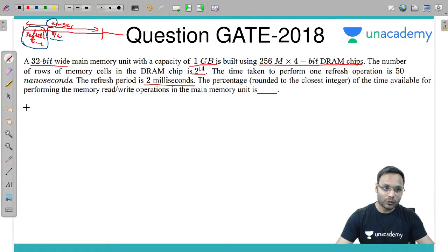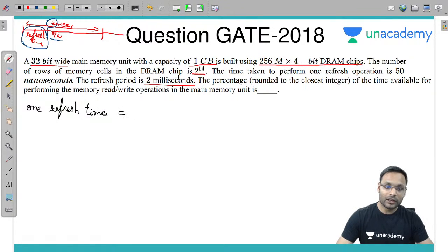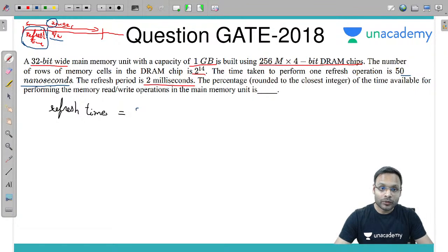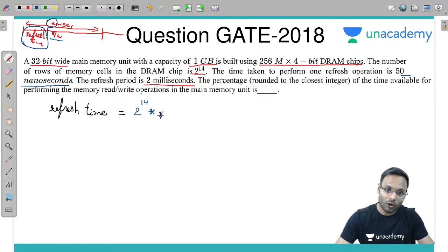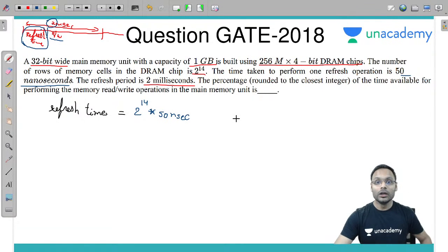Okay, let's try to calculate the refresh time. One refresh time means the refresh time of the entire chip. How much is it? See, one refresh operation takes 50 nanoseconds. So how much time will the entire chip take? 2 power 14, which is the number of rows of cells, into one refresh time. I have already explained this. Number of rows into one refresh time, this much is the refresh time.